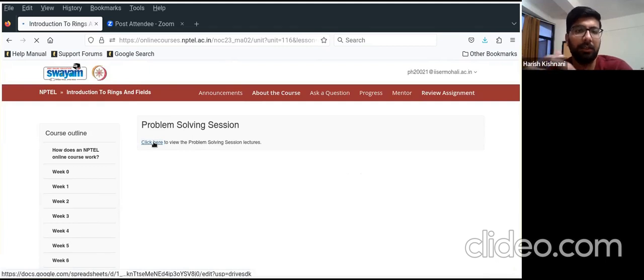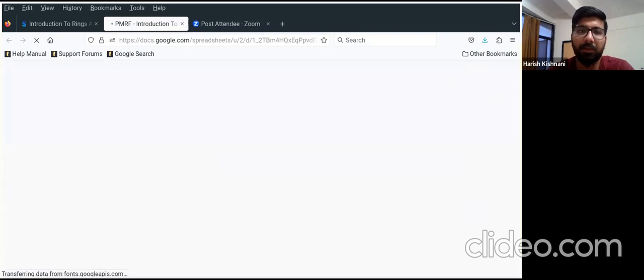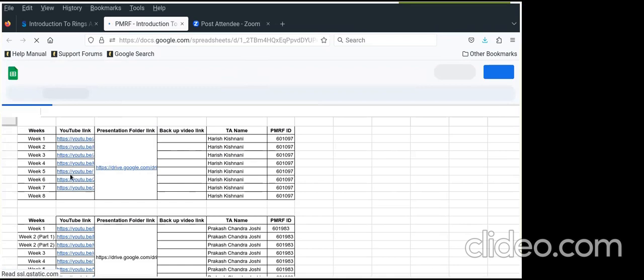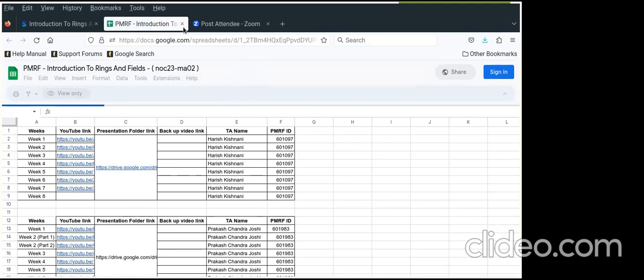In this Excel sheet, there are two sessions going on. One is by me and one is by some other tutor. So you will get the links for recordings and notes for both. The first one is by me and the second is by Prakash. This has all the notes and these are the recordings. Okay, thank you very much.